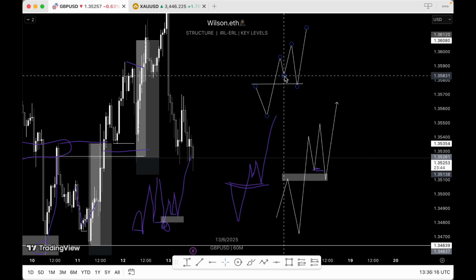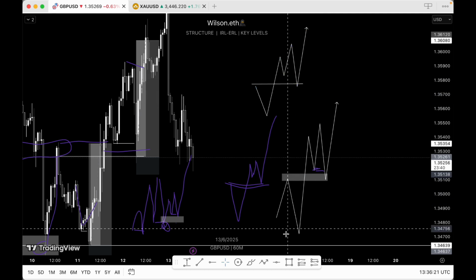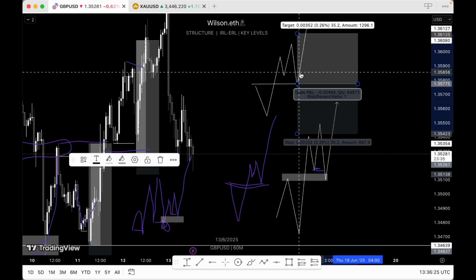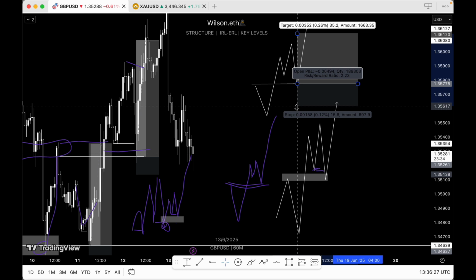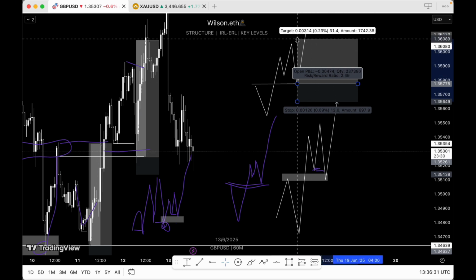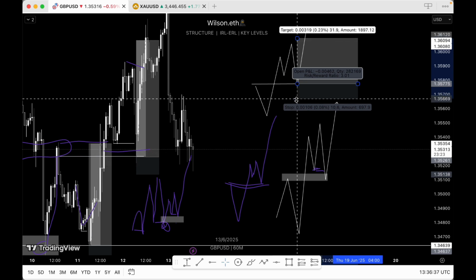So you can put your entry here, then your stops will be a little below this level. You can do it like this, very simple, and your stops will be a little below. Then you target this previous high. This is almost 3 R. You can even reduce it. It depends on the size of the candle.